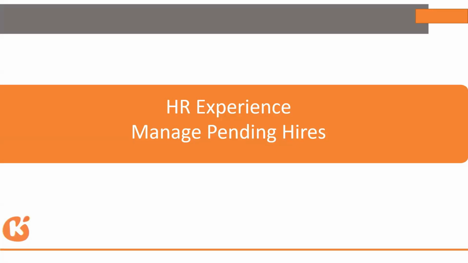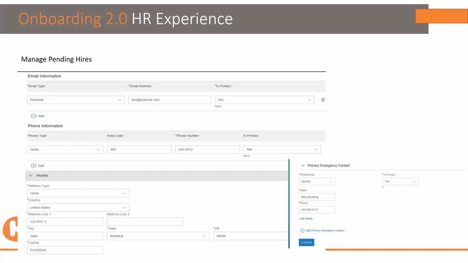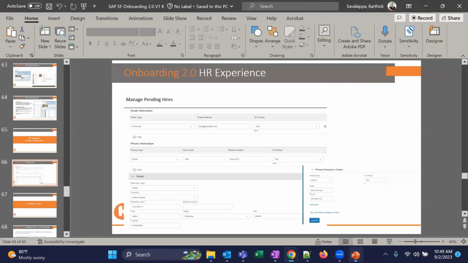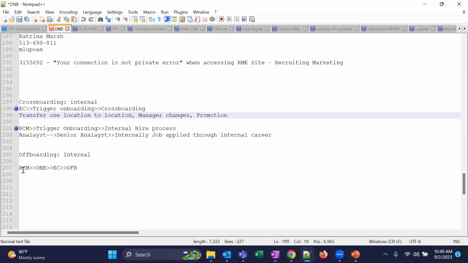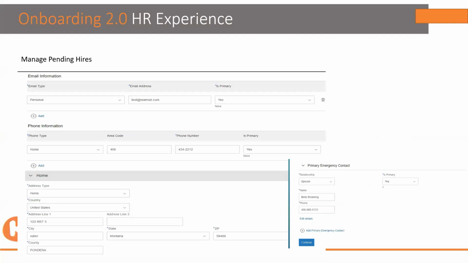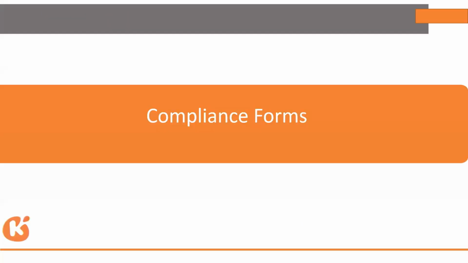And now we'll go to the last one. The HR experience is the manage pending hire. After the candidate completes everything, the candidate will be lying in the manage pending hire. Again, manage pending hire is also the same add new employee screen. All the information which is coming from onboarding and recruitment, everything. The integration works from RCM to onboarding and onboarding to EC. This is how the integration works, where all the information will flow automatically.